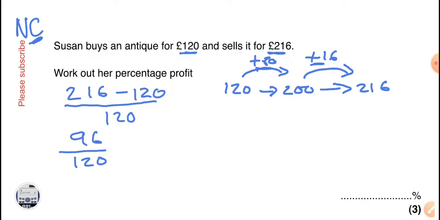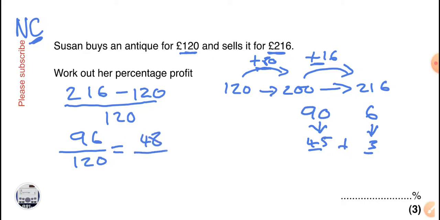Now I know I have to times that by 100 to get the percentage, so we're going to come to that in a second. We can't really do anything with this until we simplify it. So we can simplify by halving both of these numbers. What's the half of 96? Again, we can break 96 into 90 and 6. What's half of 90? Half of 90 is 45, and half of 6 is 3. So if you do 45 add the 3, you get 48. So it's 48 over 60, because we're halving the top and the bottom.